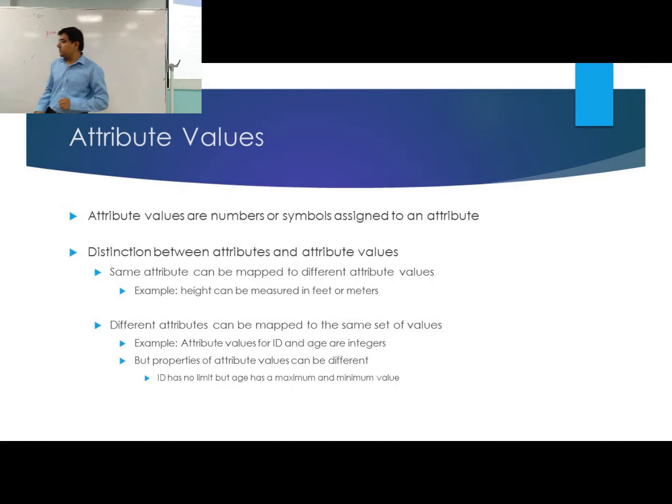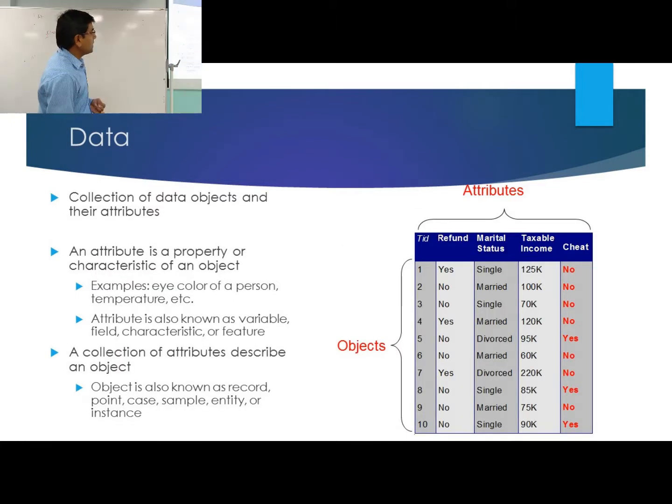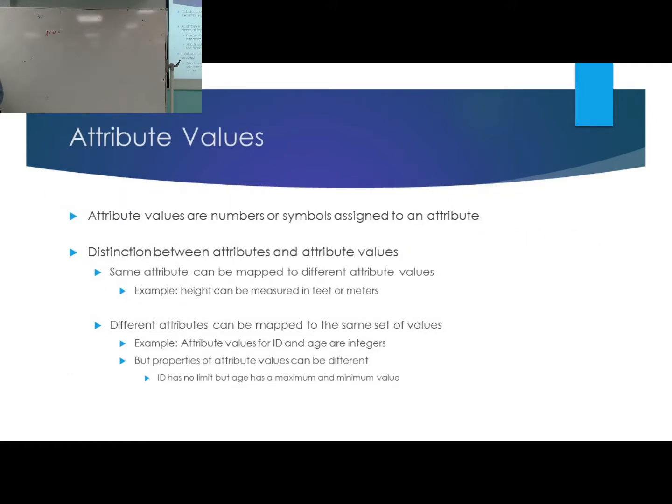Now if I go back to the previous slide and look here, there are attributes which describe the column itself. For example, refund is the column name, so that becomes the attribute, and the different values it is taking are nothing but the attribute values. Similarly for marital status, taxable income, cheat or no cheat, so that creates the complete data set. Once you have the data, you can go for many data mining tasks on the given data.